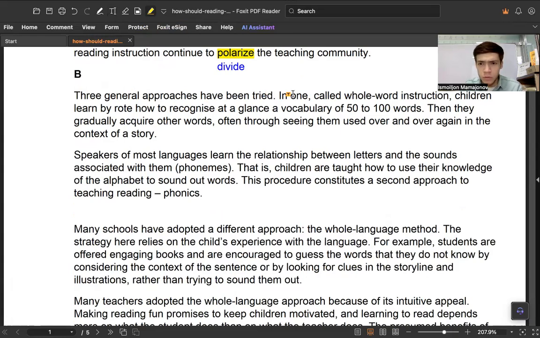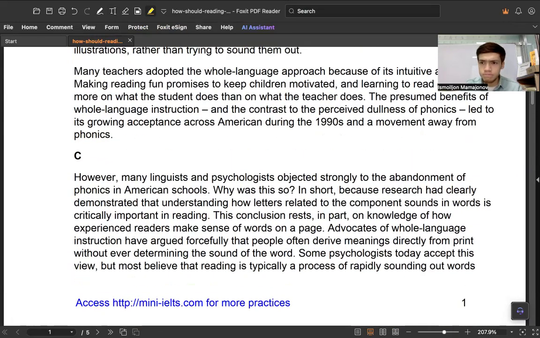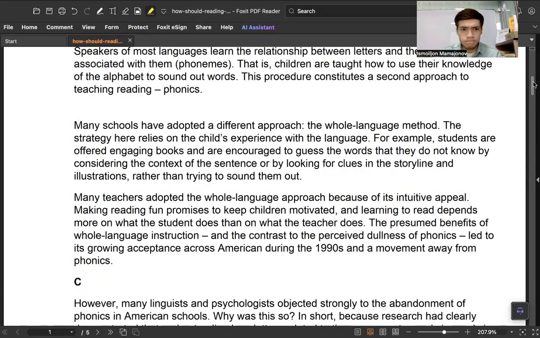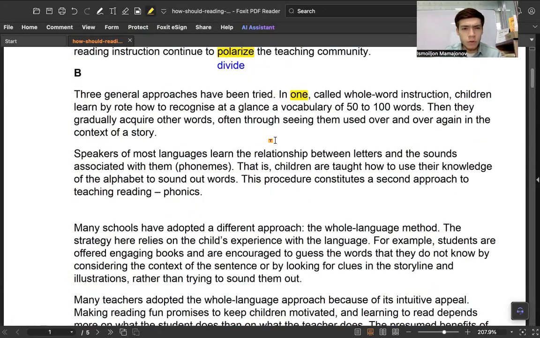So three general approaches. So we have one called whole word instruction. Children learn by rote. I think I have heard this. To recognize at a glance a vocabulary of 1,500 words, and they gradually acquire other words. Speakers of most languages learn the relationship between letters and sounds associated with them. That is, children are taught how to use their knowledge of the alphabet to sound out words.